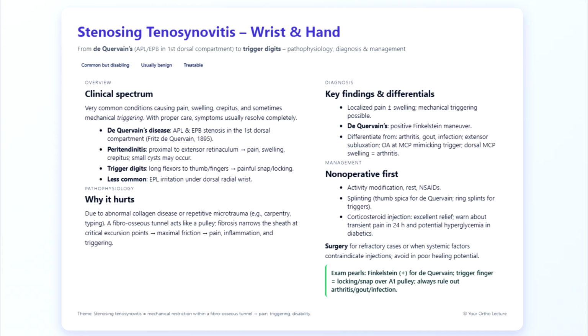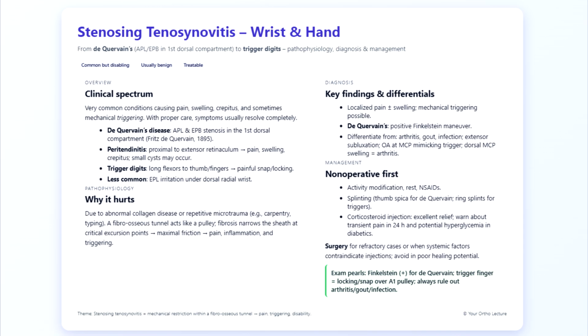From a clinical standpoint, patients typically present with localized pain and swelling, sometimes accompanied by mechanical triggering. The Finkelstein maneuver, in the case of de Quervain's, is a classic diagnostic clue, but we must also remember to differentiate from other causes, such as arthritis, gout, or infection.